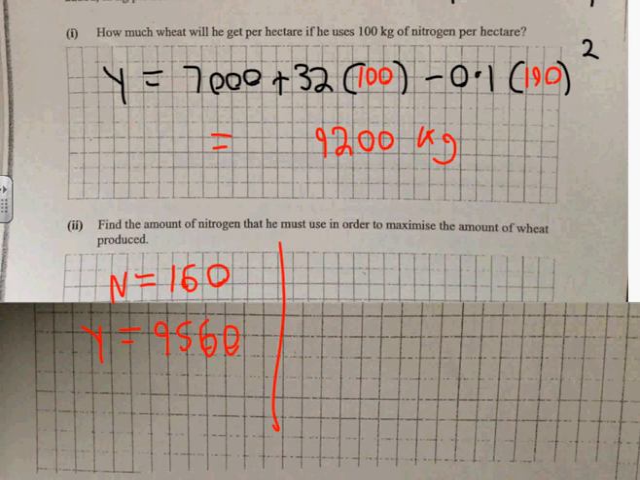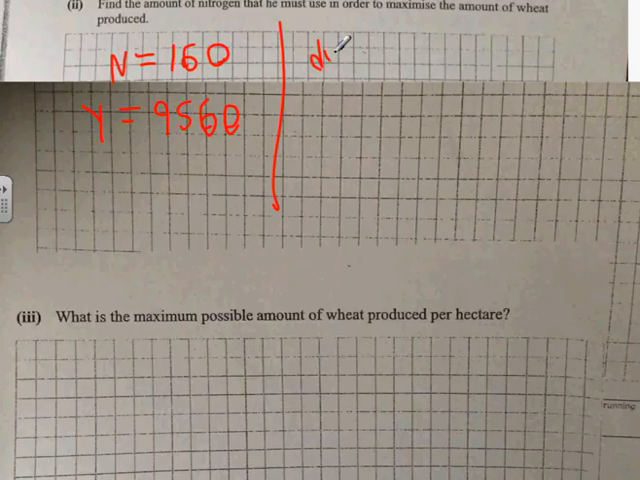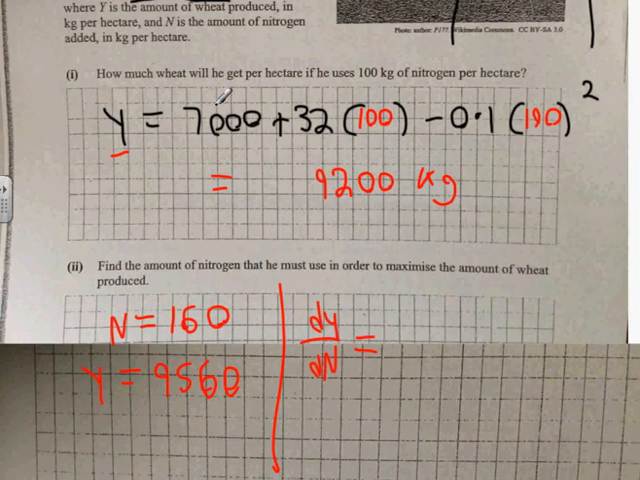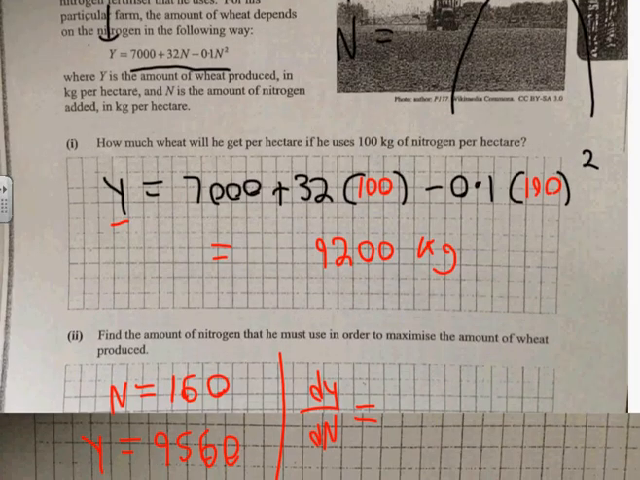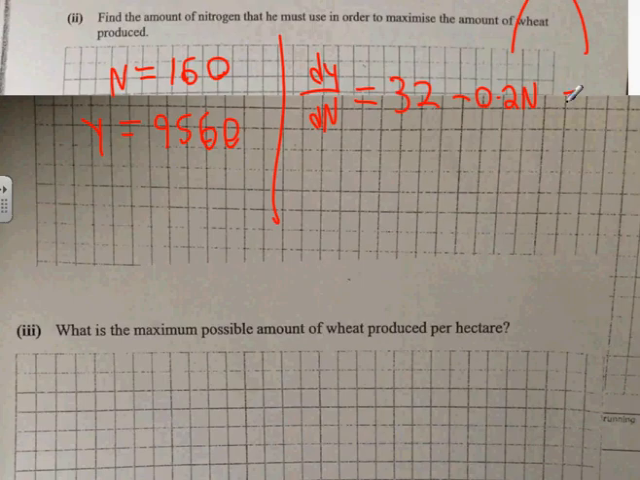So guys, it's dy what, guys? dy dn. First term is dy dn. And what happens when you differentiate it? The 7,000 turns to 0. The 32n turns to 32. The 0.1n squared, the 2 multiplies by the 0.1, 0.2n. What happens when at your maximum point the slope is equal to 0? So put this equal to 0 and solve it.